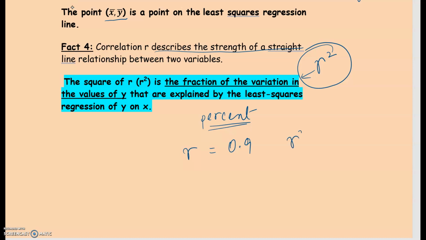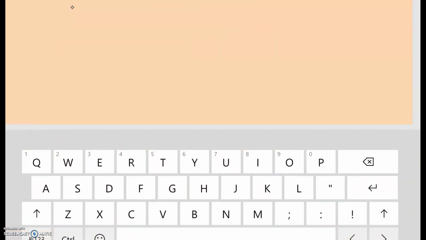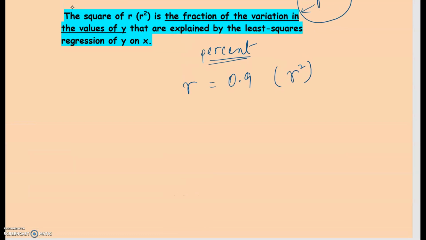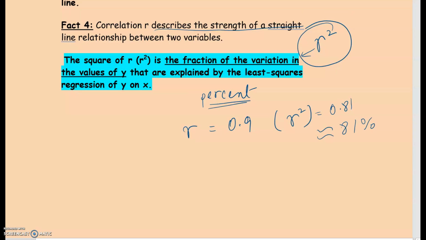Now, if I ask what percent of the variation of the response variable can be explained by the regression line, then we calculate R squared, which is equal to 0.81, which means that 81% of the variation of the values of the response variable can be explained by the least square regression line. You just have to remember this definition.